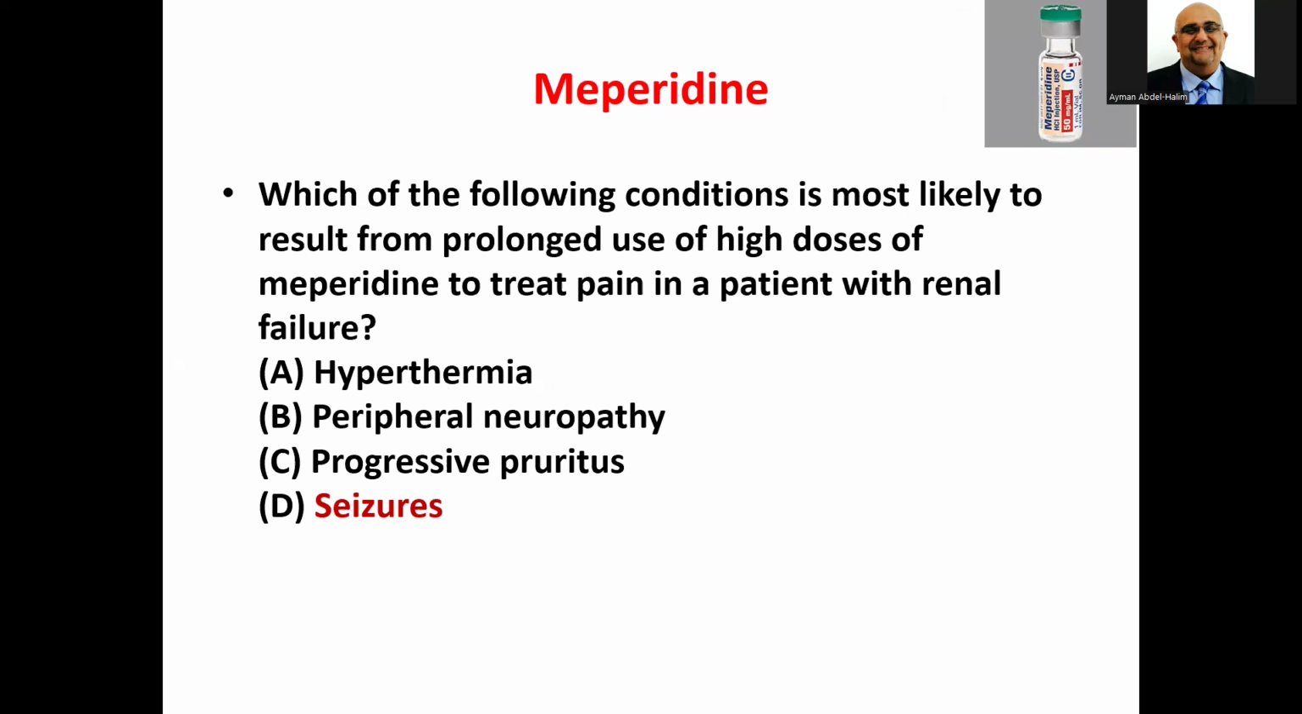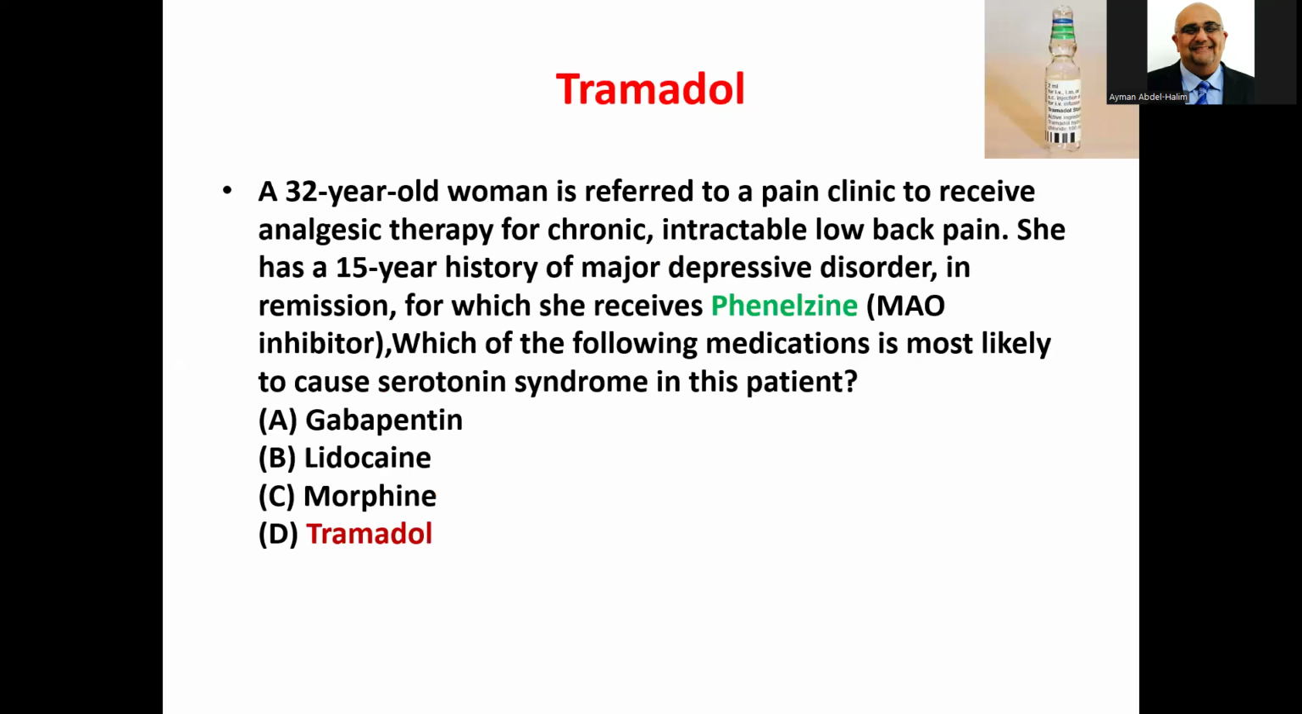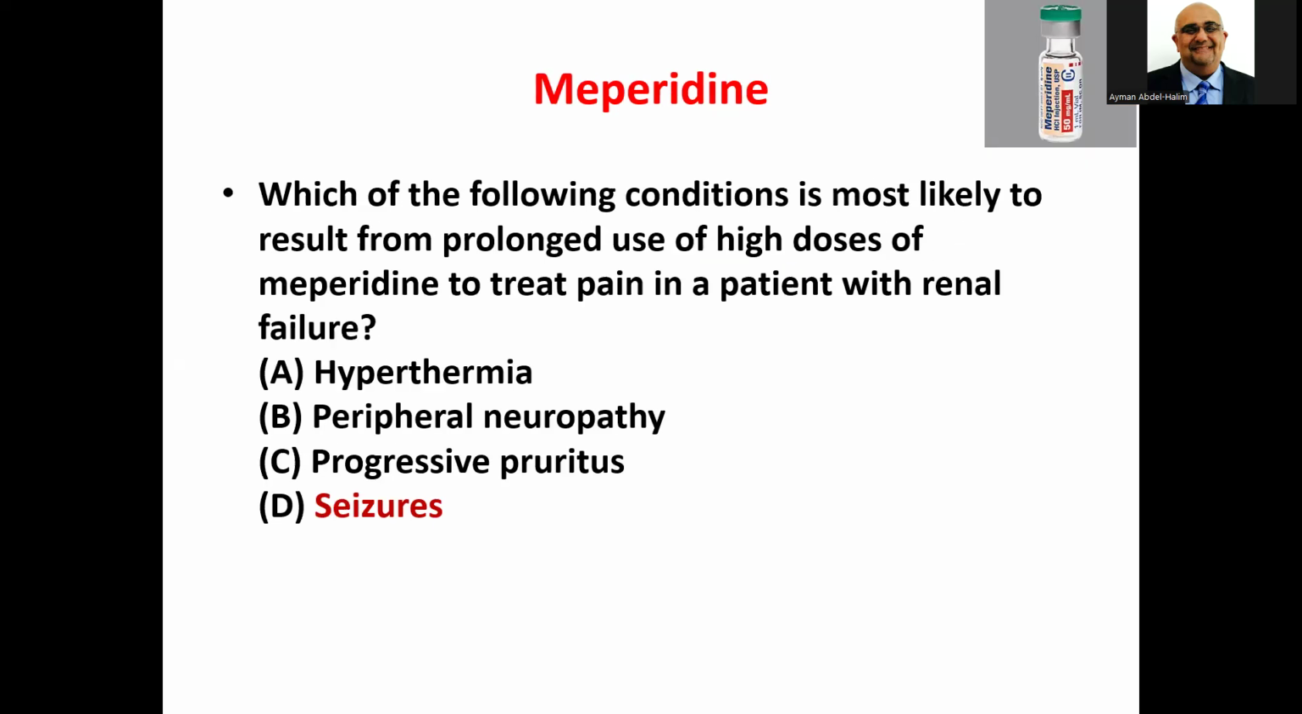Meperidine. Which of the following conditions is most likely to result from prolonged use of high doses of meperidine, especially in patients with renal failure? Seizures. Again, meperidine can be used in acute pain only for 48 hours, okay? But you have only one contraindication, which is kidney failure, chronic kidney failure. The obstetricians love meperidine for postoperative pain relief, and they use it up to now. Okay, so be careful about this.